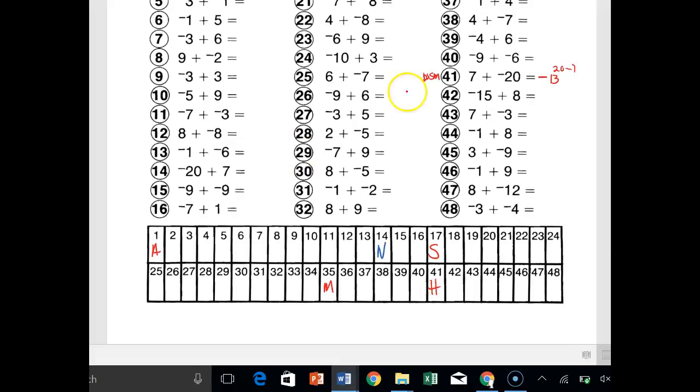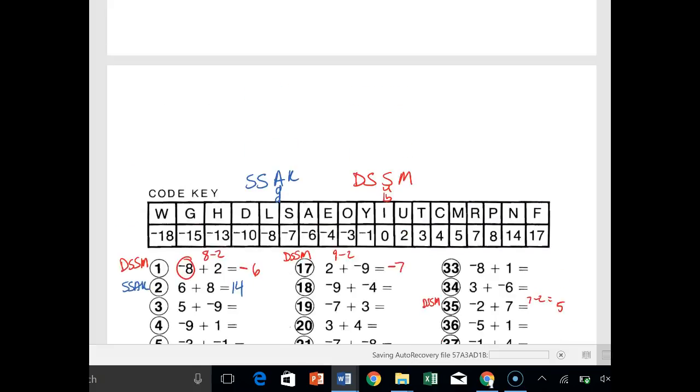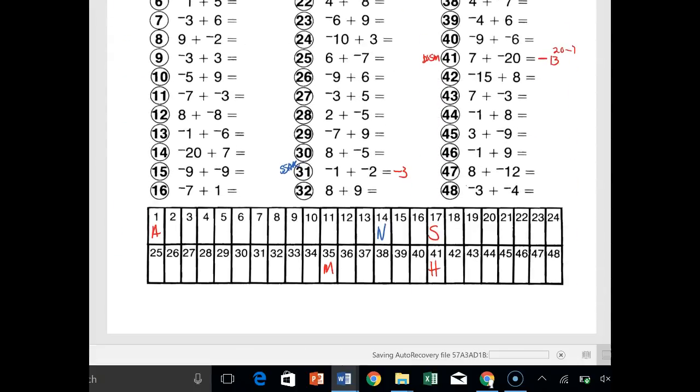Let's do one more. I'm randomly going to put 31. 31, that's an SSAK. They're same signs. They're both negative, so just add them up and keep the negative sign. 1 plus 2 is 3, negative 3. So 31 is negative 3, looking for negative 3, and that is O. So on 31 I put O.